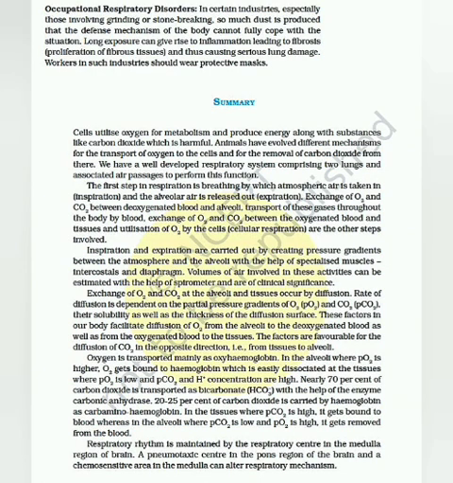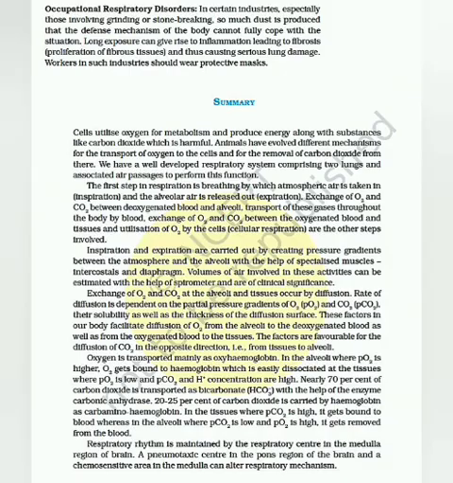Summary. Cells utilize oxygen for metabolism and produce energy along with substances like carbon dioxide, which is harmful. Animals have evolved different mechanisms for the transport of oxygen to the cell and for removal of carbon dioxide from there. We have a well-developed respiratory system comprising two lungs and associated air passages to perform this function. The first step in respiration is breathing, by which atmospheric air is taken in, that is inspiration, and the alveolar air is released out, that is expiration.